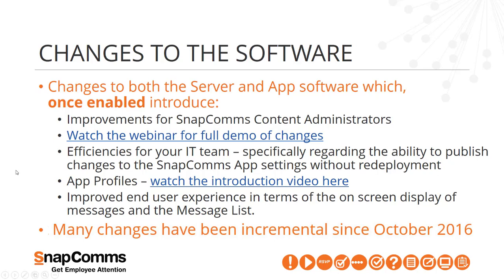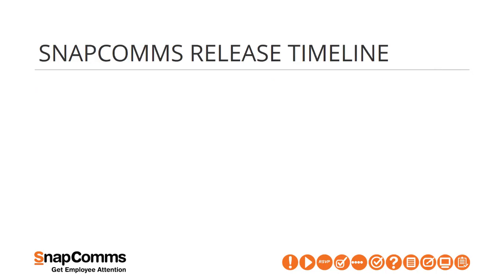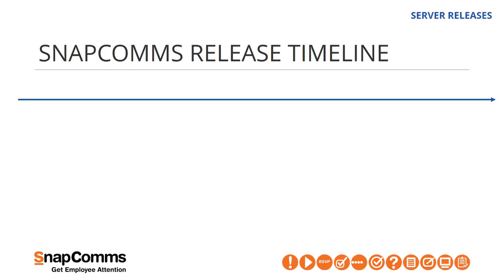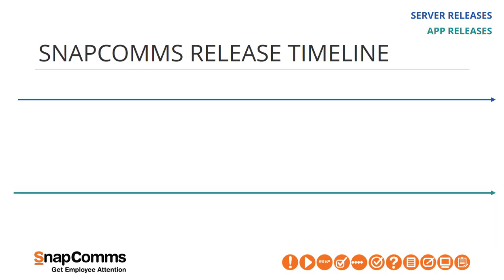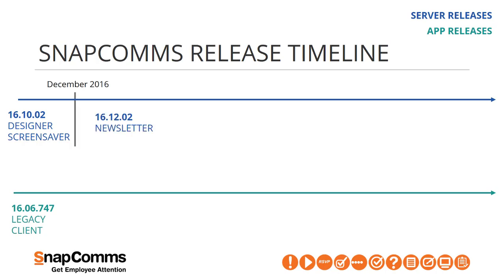Many of these server and app changes have been released incrementally since October 2016. This timeline shows how the releases have come together now in this important 18.4 release. The top blue line represents server release milestones and the bottom aqua line shows the app releases. Let's start back in June 2016 when we had our legacy client which supported all our old Snapcoms tools. The first user interface change was the release of the designer screensaver in October 2016. This was followed in December 2016 with the release of the newsletter, which replaced the magazine tool.